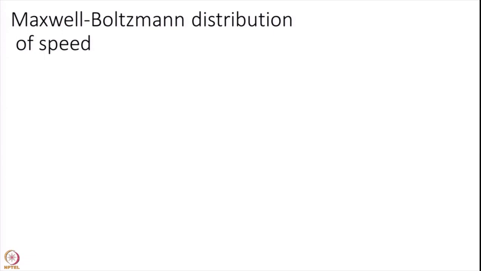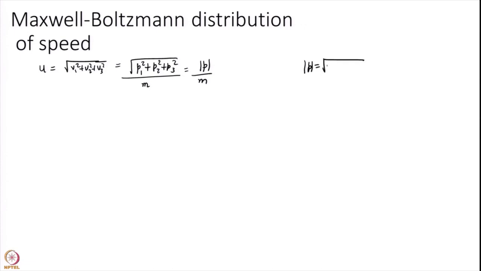First of all, let us be formal and define speed. Speed is nothing but root of v1 square plus v2 square plus v3 square, where v1, v2, v3 are the velocities in x, y and z direction. But I write it in the language of momentums. And I call this modulus of p divided by m, where modulus of p is this. Okay. So, I am trying to find a distribution of u, and how do I do that?